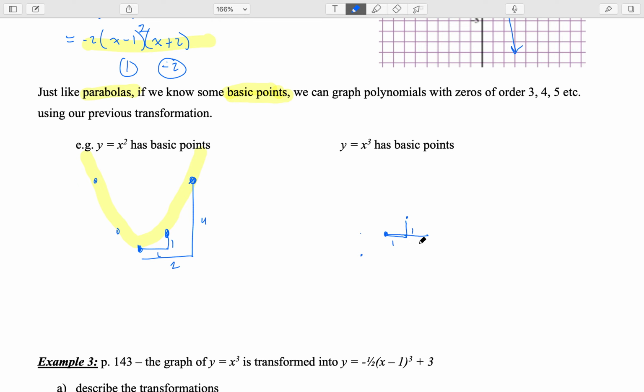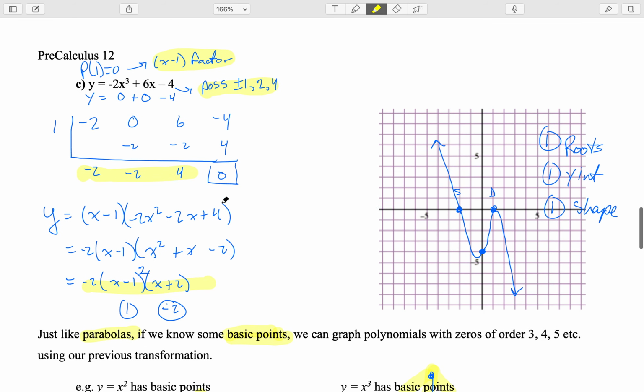What if I go over 2? 2 cubed is 8. So I'm going to go up 8. So in the same way, 1, 1, 2, down 8. And you know what? You're going to see this general shape. So instead of 4, okay, it's 8. So this thing grows way faster. But this is the shape. This is the general shape of a simple cubic.